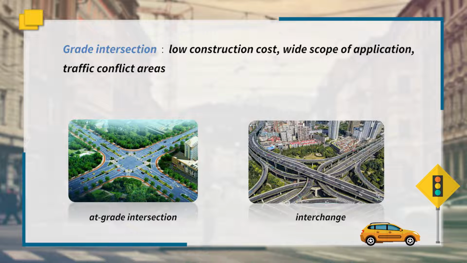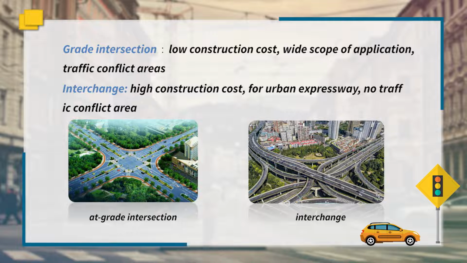The features of the at-grade intersection are low construction cost, wide scope of application, and traffic conflict areas. The features of the interchange are high construction cost, use only for urban expressways, and no conflict areas.